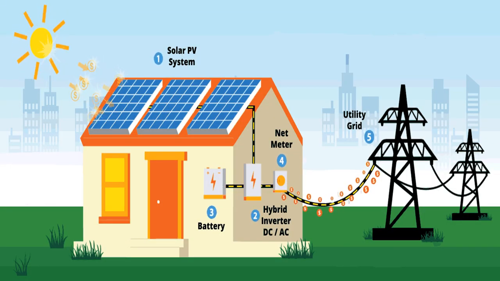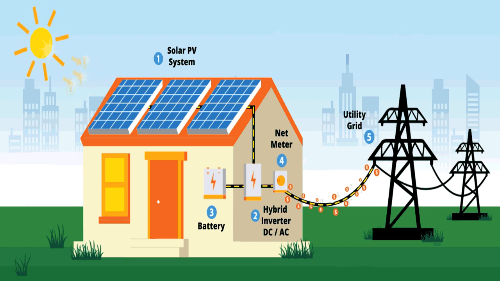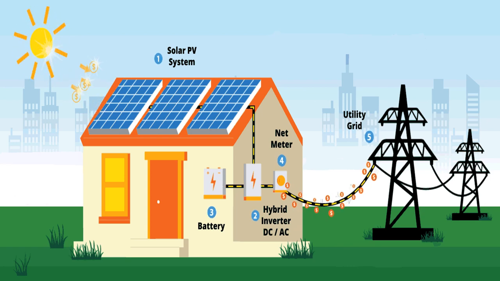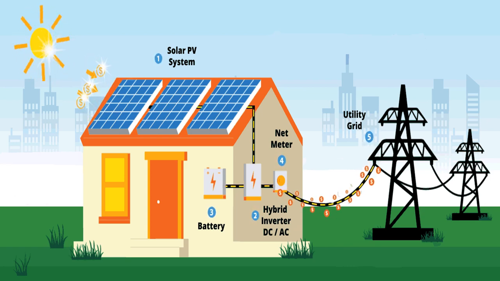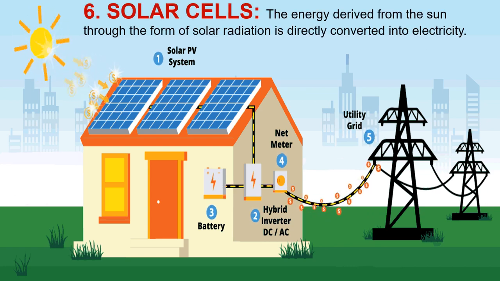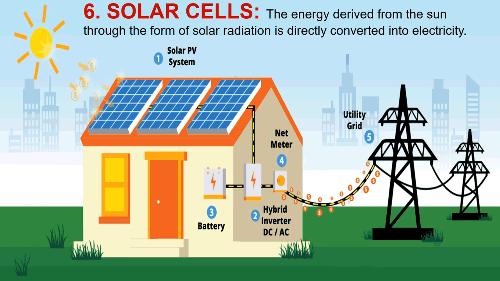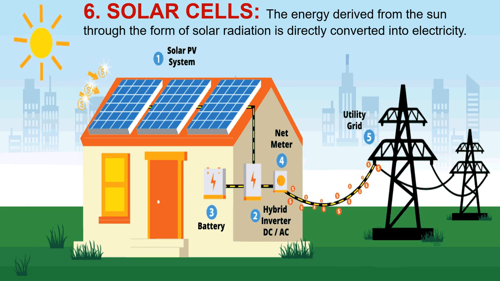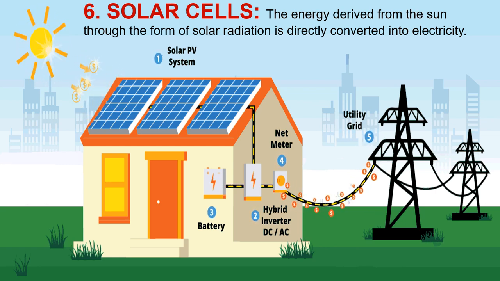Next is solar cells. The energy derived from the sun through the form of solar radiation is directly converted into electricity. This energy will continue to renew until the sun ceases to exist. A solar cell system mostly has three main parts. 1. Modules that convert sunlight into electricity. 2. Inverters, where electricity is converted into alternating current or AC so it can be used by most household appliances. And 3. Battery, that stores the excess electricity produced by the system.